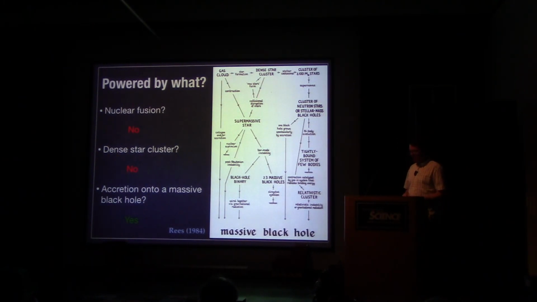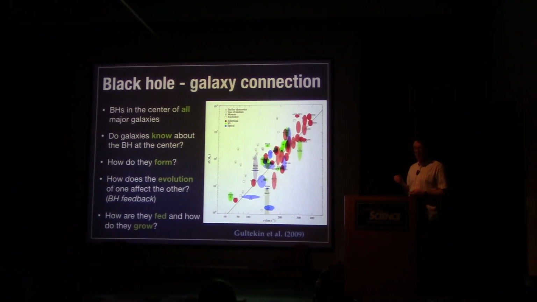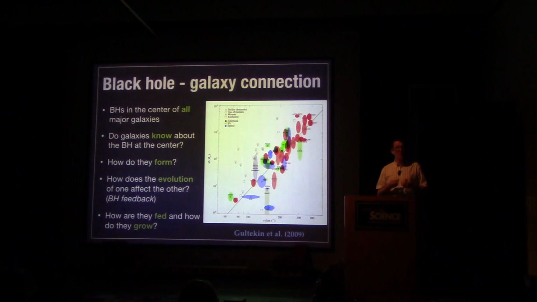And so, over the last 20 years, we've actually learned a lot about black holes at the centers of galaxies, and their connection to the galaxies themselves. And we found there seems to be a profound connection between the supermassive black holes that reside in the centers of galaxies and the galaxies themselves. And we now know that basically all major galaxies in the universe seem to have a supermassive black hole at the center. And the galaxies know about that black hole.